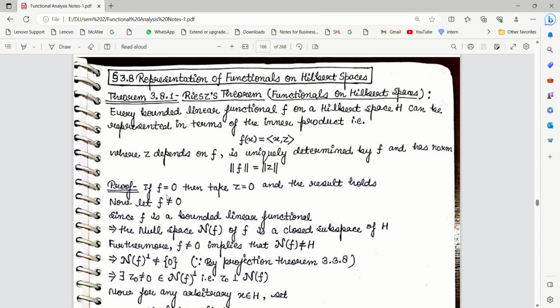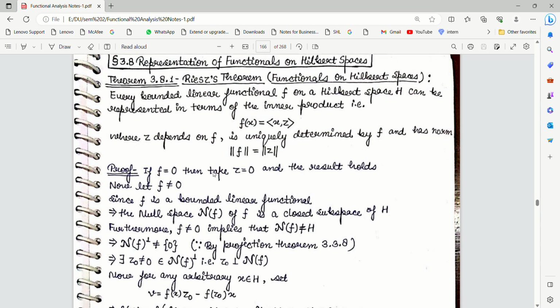If f is equal to 0, then z should be equal to 0. If we put z equal to 0 here, then it can be written as the inner product of x comma 1 into 0, and 0 can be taken out from here, then it will become 0 into the inner product of x comma 1, that will become 0. So if f is equal to 0, the result holds.